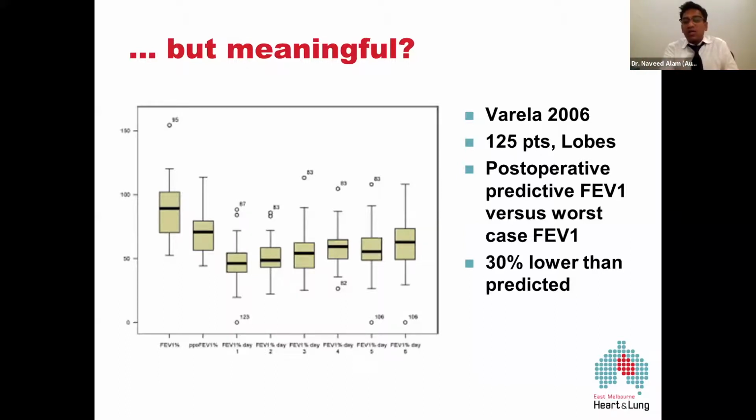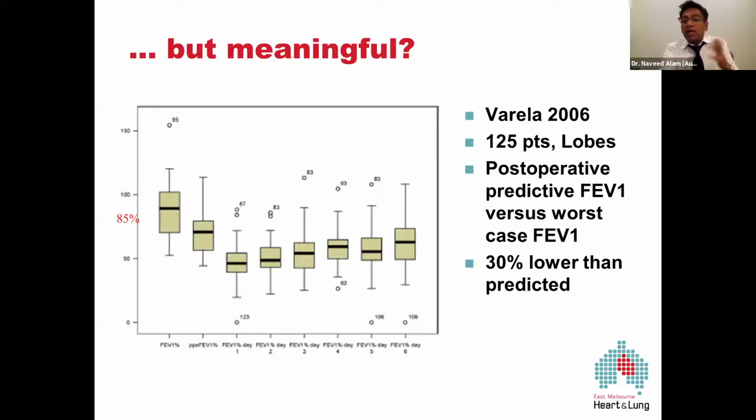In the first bar here, that's the preoperative FEV1 of this group of 125 patients. In the next one, you're seeing what the postoperative predictive FEV1 was. And what they did was they did daily spirometry on these patients. So actually now what you're seeing is FEV1 on day 1, 2, 3, 4, 5, 6. So you get a better idea of what's going on.